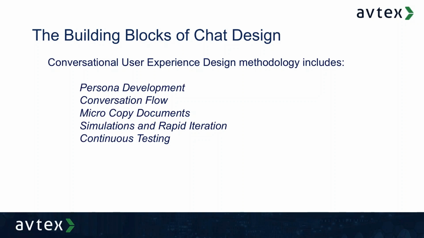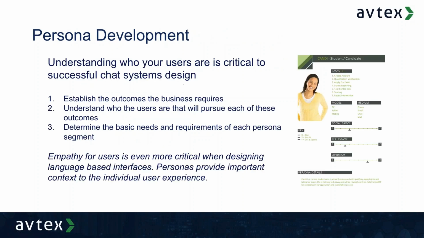So we use simulations for rapid iteration, which are linked in with our conversation flow. And then, of course, it's about continuous testing. So hopefully we've got some people we can work with who can really help us understand whether or not we're hitting the mark, and we iterate as we go. So persona development, as I said, is quite a bit the same. We need to understand who these folks are and where the value is for them.